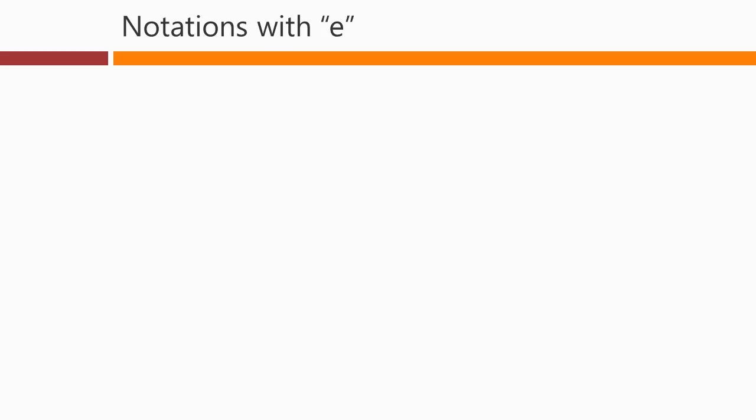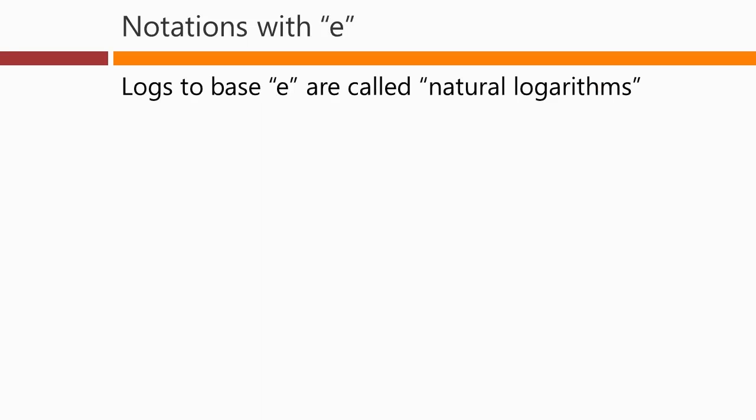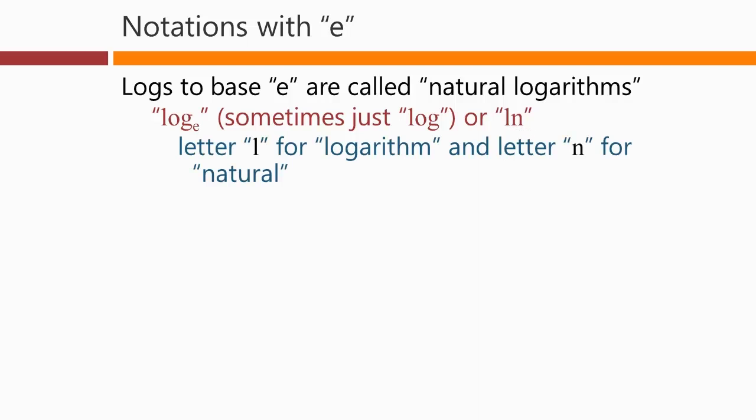Let's look at some notations associated with the use of this number, e, the base of the natural logarithms. So logarithms to the base e are called natural logarithms. And we could write them like this. That's perfectly correct, and that notation is used. Sometimes also we may see people just using the notation log. An unambiguous and short notation is this notation here, which is ln. So the letter L here we can think of as being logarithm, and the letter n as being associated with natural. So natural logarithms use the notation ln.